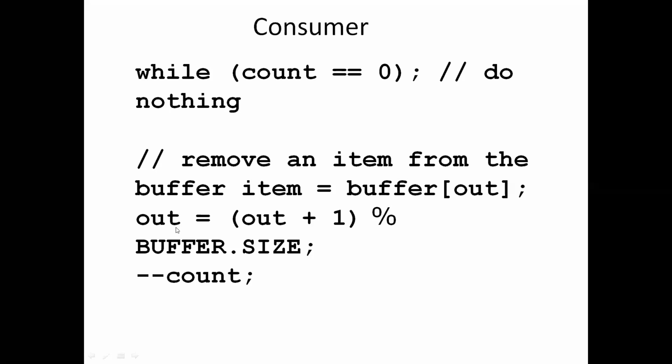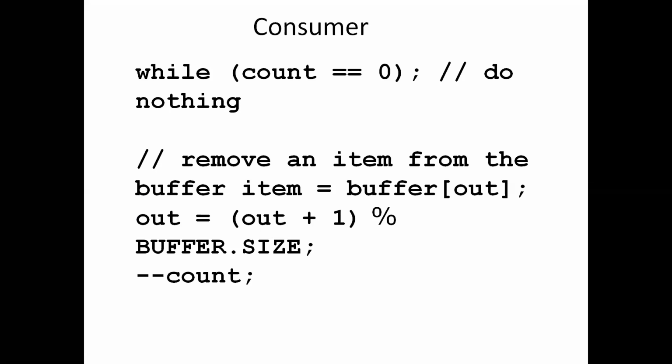Now the out will be updated. Out = (out + 1) mod buffer size. Out is initially 0. 0 plus 1 mod buffer size, which is 5. Okay, 1 mod 5 is 1. So now out will be updated to 1. That means in the next iteration, the buffer will be pointed to the next position. Initially, the item placed in the buffer's 0th position was consumed by the consumer.